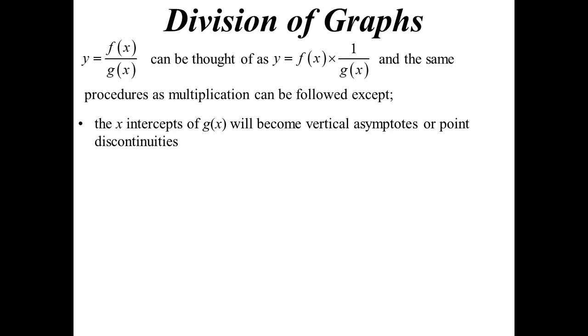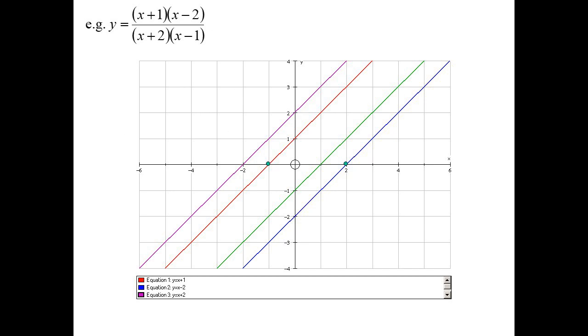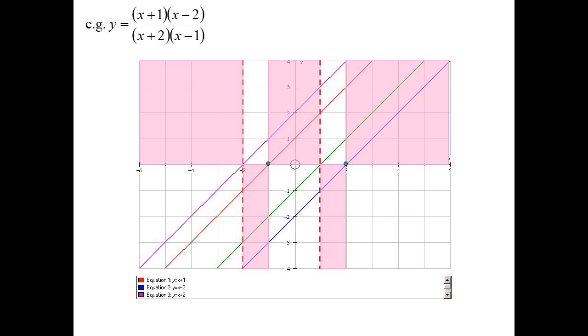Start with this one, x plus 1, x minus 2 over x plus 2, x minus 1. So I have some x-intercepts, so x plus 1, x minus 2 will be x-intercepts, but the other two will become vertical asymptotes because they're on the bottom of the fraction. But it still breaks it up into sections. So I start at the very left, negative times negative times negative times negative. That's positive, and so on, and we get the sections.